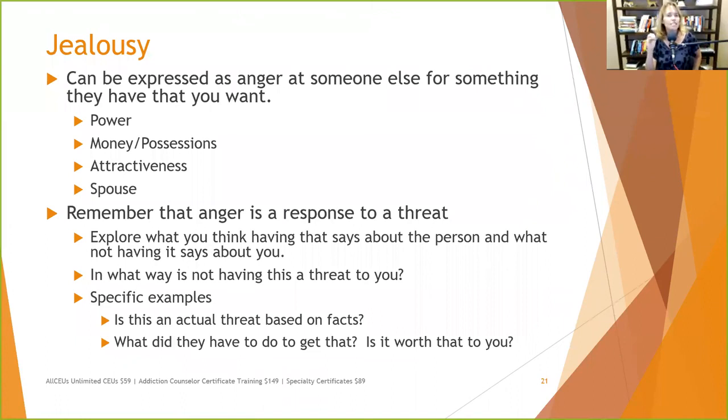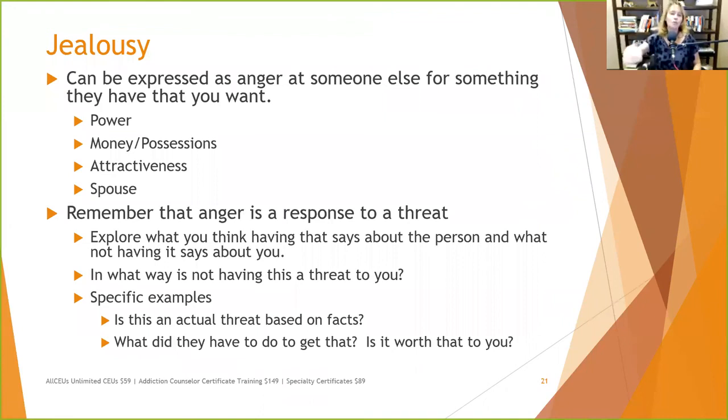And then I want you to give me specific examples of when someone else has had power and you've been jealous, and tell me, was it a threat based on actual facts? And think about, what did they have to do to get that power, and is it worth it to you? There are people who are really successful in business, but they had to work 100 hours a week for 10-15 years, and they had to sacrifice time with their family and time at hobbies and other things that I haven't been willing to sacrifice. So maybe they have more power in a bigger company, but they may not have some of the other things that I attribute to a rich and meaningful life.